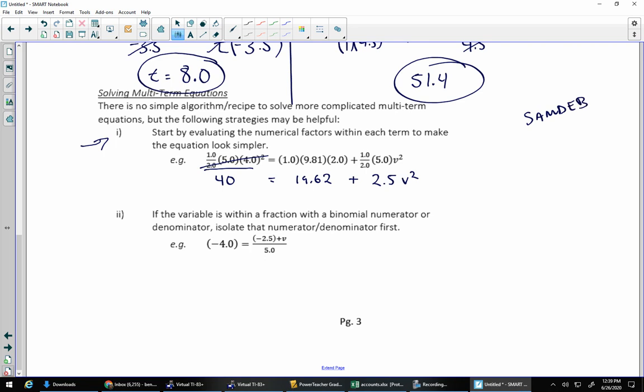So, going through, looks like addition and subtraction is what I need to do first. So I'm going to subtract 19.62 from both sides of the equation. Now this is kind of a mess.